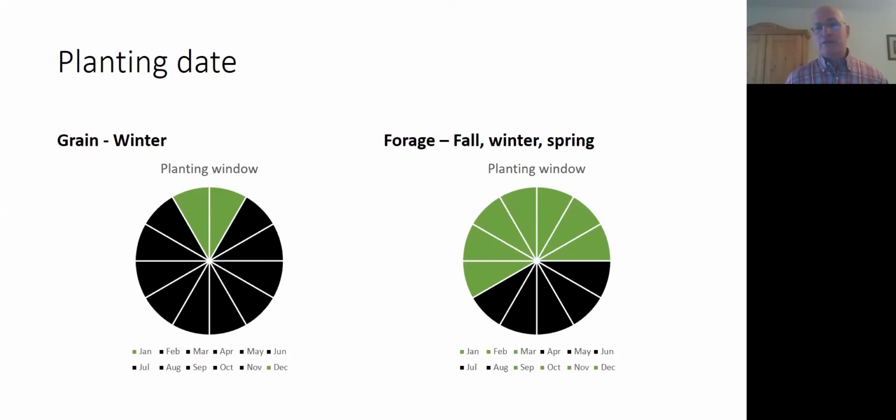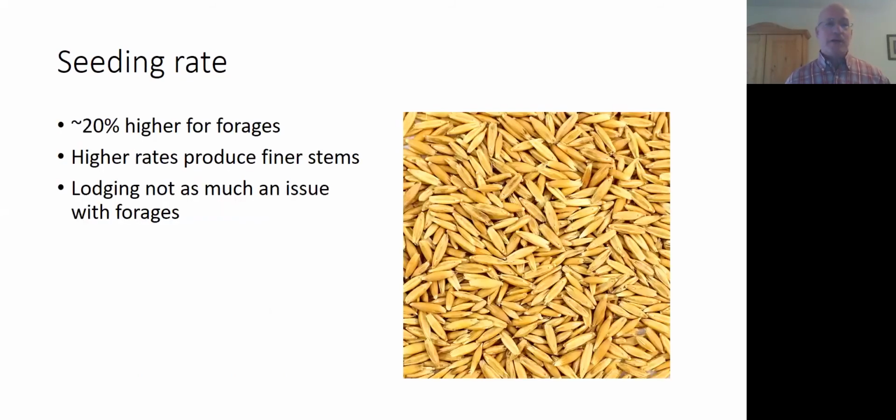And then later in the season, of course, you could plant later, even up into March if you wanted to. Not that that would necessarily be optimum. Also, if you're cutting at boot, you basically have almost a half of a season compared to a grain crop. The seeding rate, generally, is about 20% higher for winter cereals grown for forages.